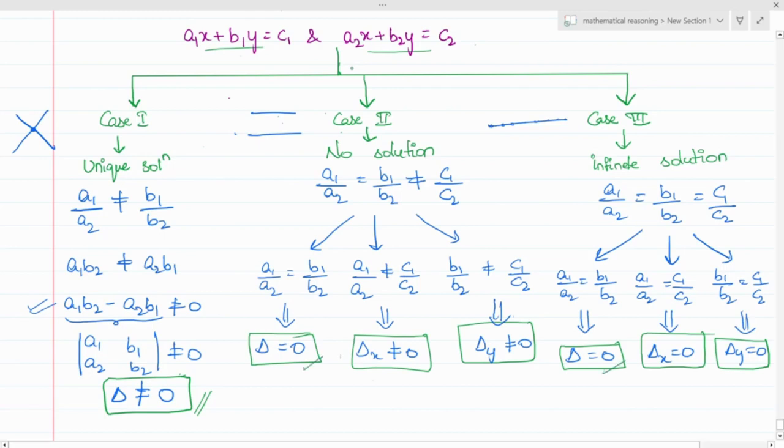But what is changing? Delta x and delta y. In no solution case, delta x and delta y are not equal to 0, but in infinite solution case delta x and delta y are equal to 0.